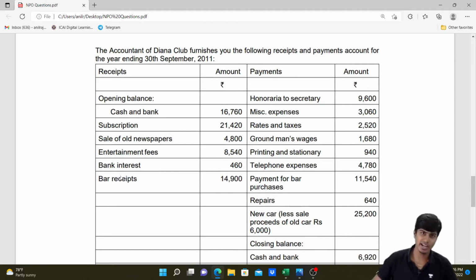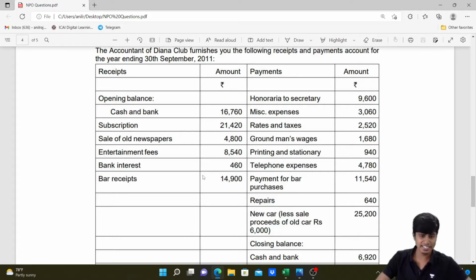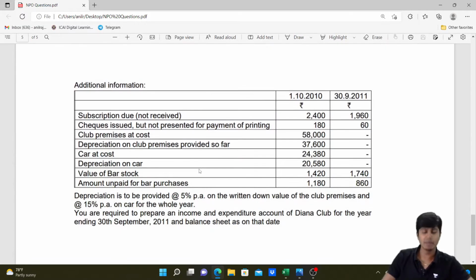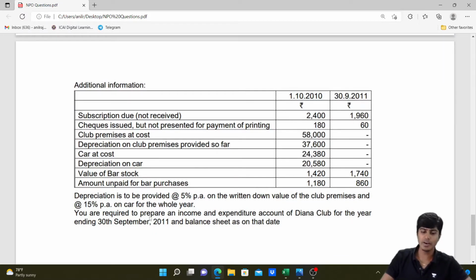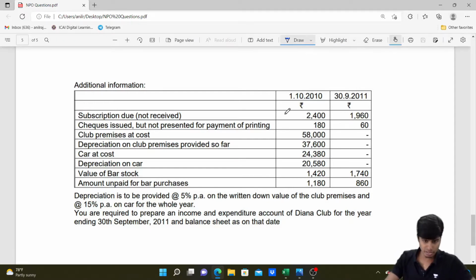Accountant of Diana Club furnishes you with the following information: receipts and payment account for the year ending 30th September 2011. And come to the last line quickly. You are required to prepare income and expenditure account of Diana Club for the year ending 30th September 2011 and balance sheet as on that date. So great, they want you to prepare income and expenditure account and balance sheet.